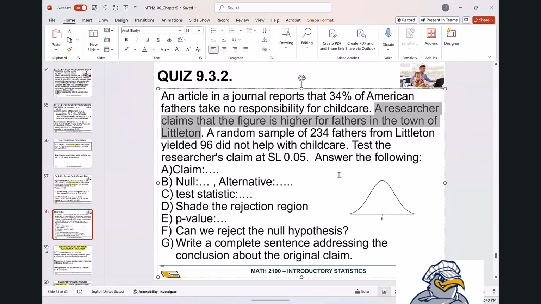Littleton. So if you want to make it more specific, we say that the claim here is that the proportion of fathers at Littleton who do not take responsibility for child care is higher than 34%. Right? So with that claim, basically you can write out the null: H naught would be p equals 0.34, just like exactly what we got in example 9.3. And our alternative would be p greater than 0.34.